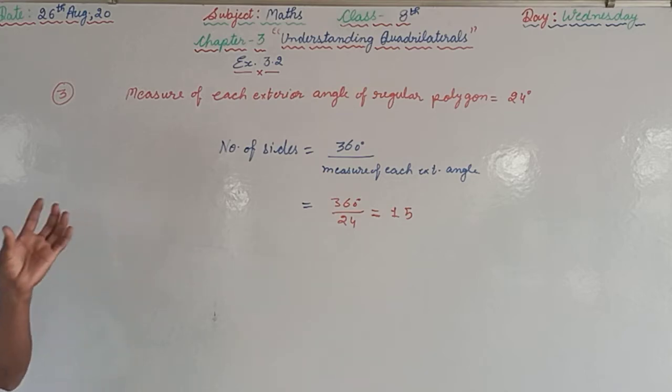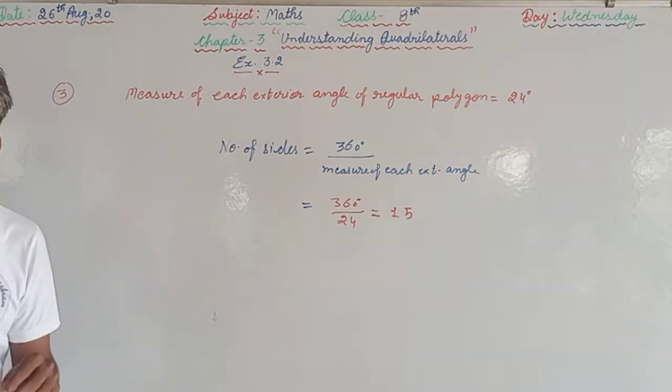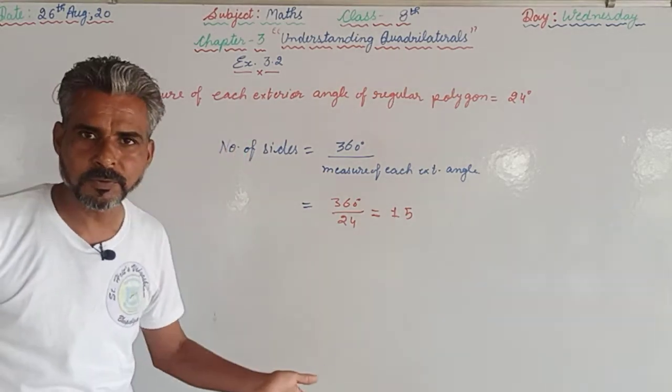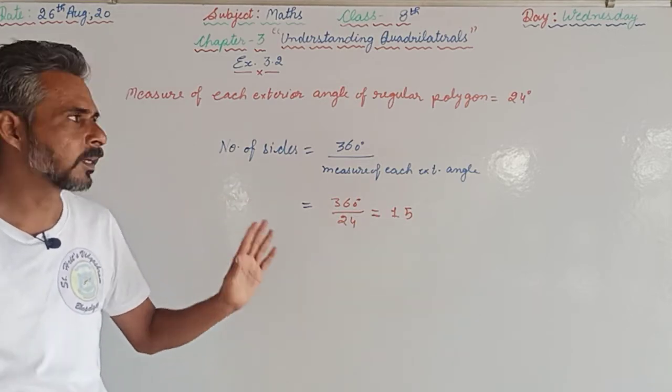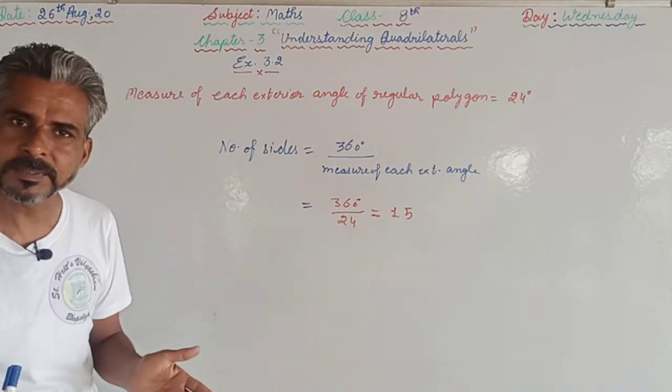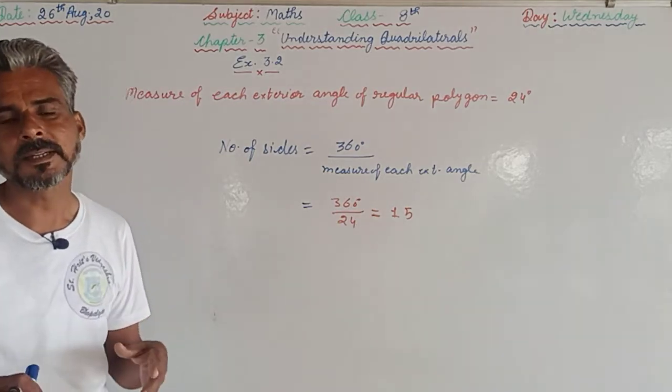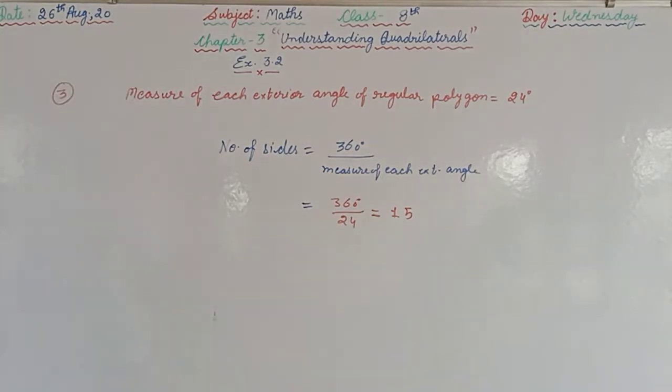It was given to find the measure of the exterior angle when the sides are 15, we calculated, that is 24. Here it is given that the measure of the exterior angle of a regular polygon is 24, we are supposed to find the number of sides. Again we got the same answer, that is 15. So like this we are supposed to proceed.